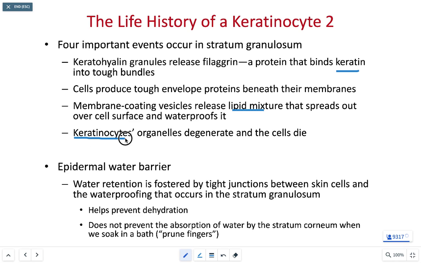Eventually, as the keratinocytes are moving superficially, all of the organelles, the nuclei, the mitochondria, everything is going to degenerate. There'll be self-induced autophagy, where those organelles are going to be consumed by the cell, and what we're left with at the end is just a cell, just a little package of keratin, a sacrificial package of keratin on the surface of our skin.